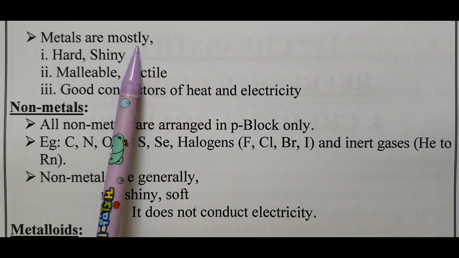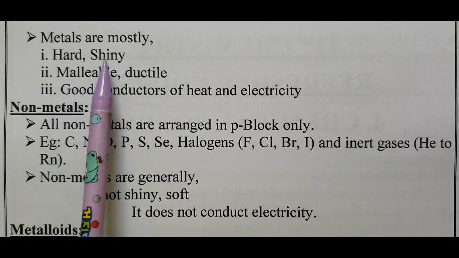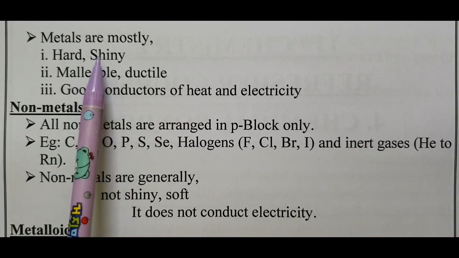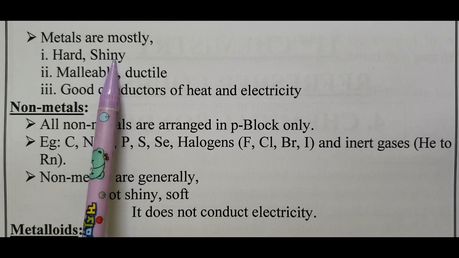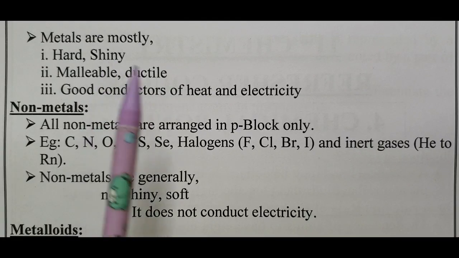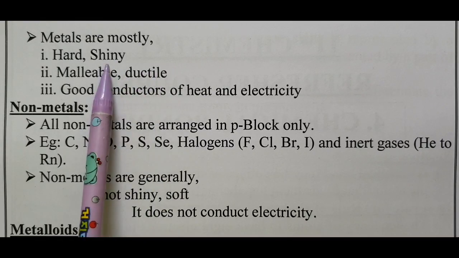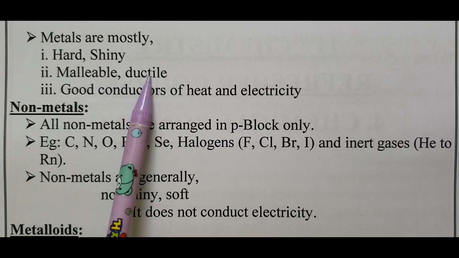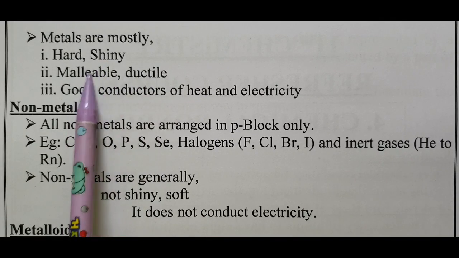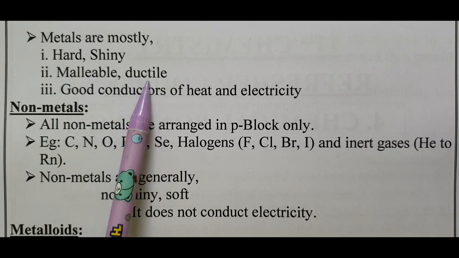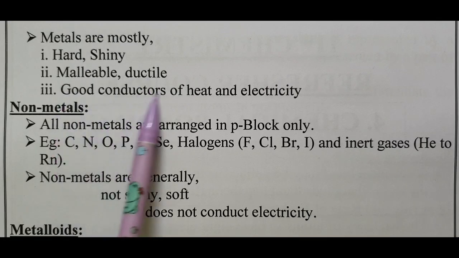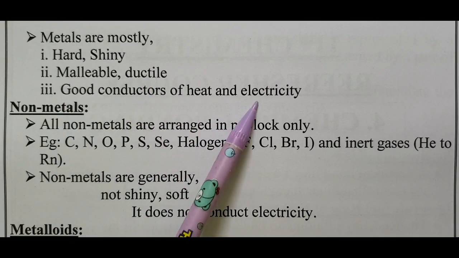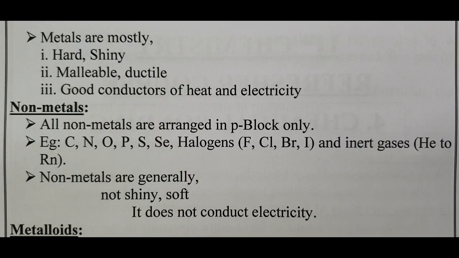Metals are mostly hard and shiny. This lustrous property of metals is due to the presence of one or two electrons in the valence shell. They are malleable and ductile. Malleable means the metal can be beaten into thin sheets. Ductile means the metal can be drawn into thin wires. And they are good conductors of heat and electricity. These are the properties of metals.